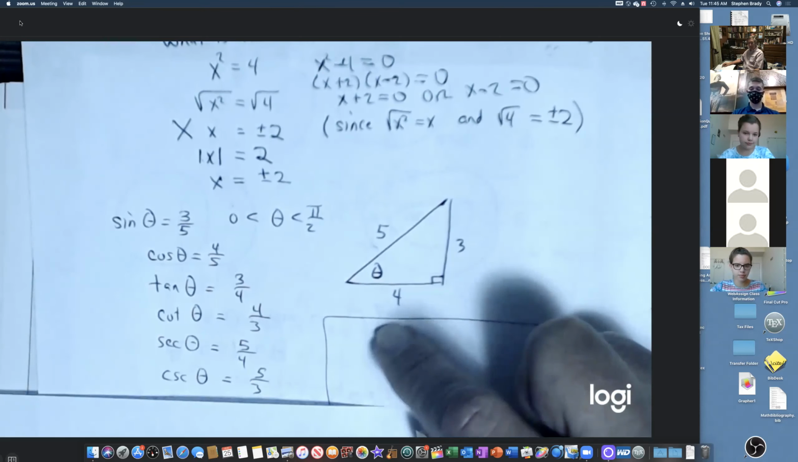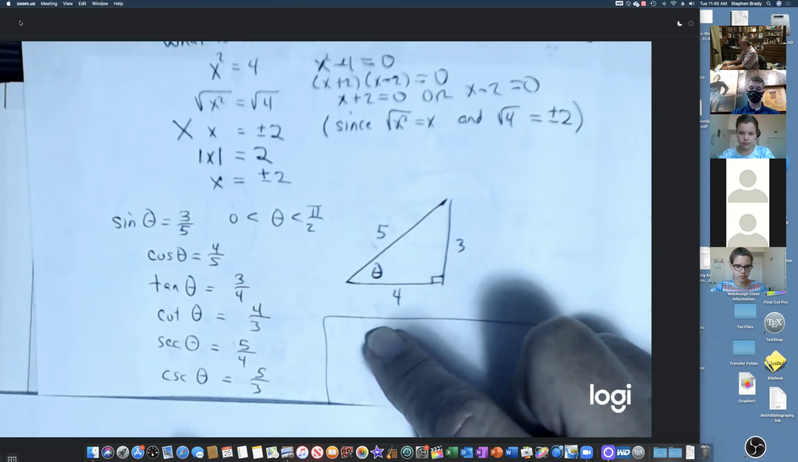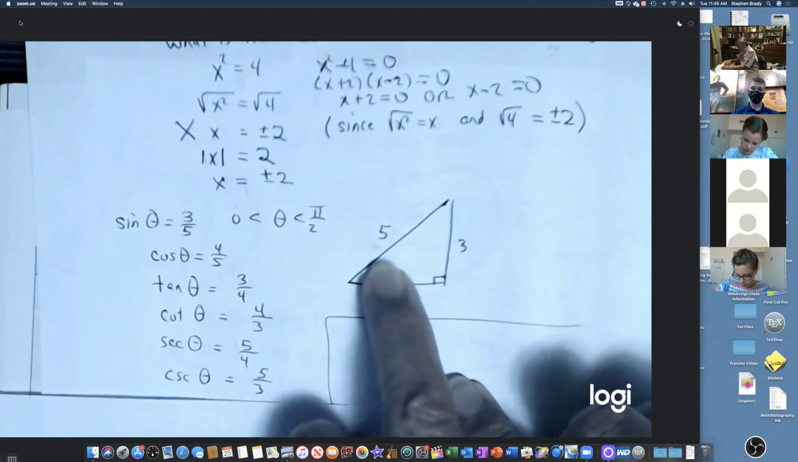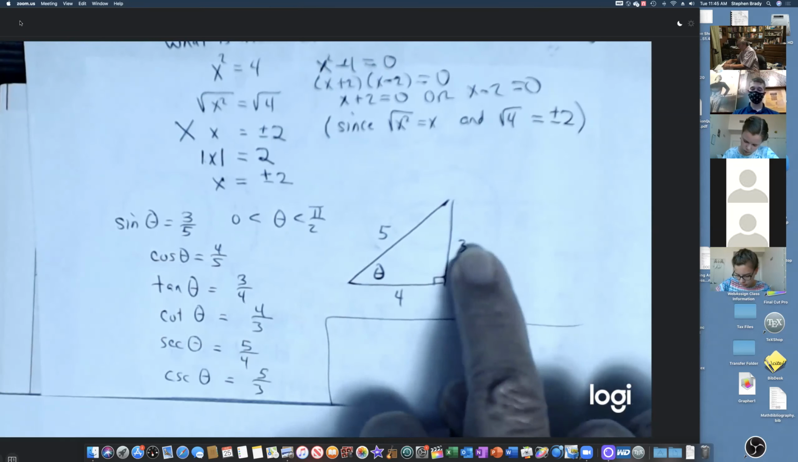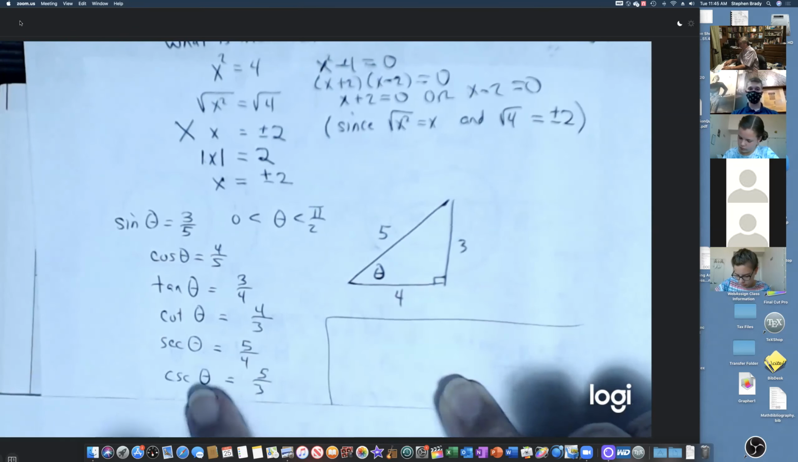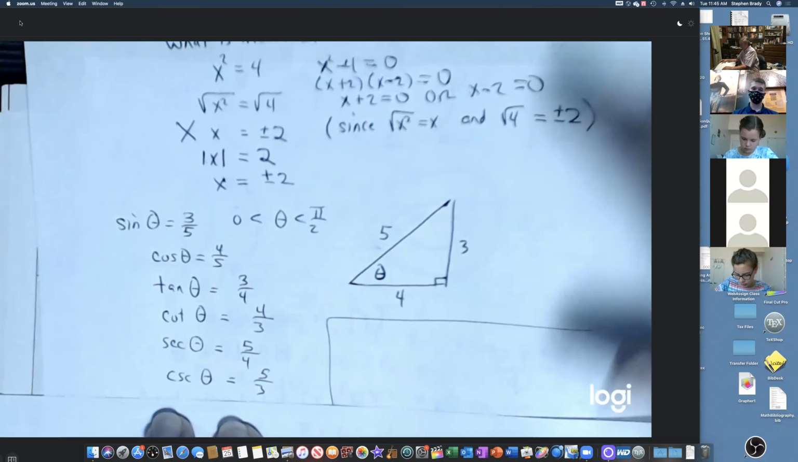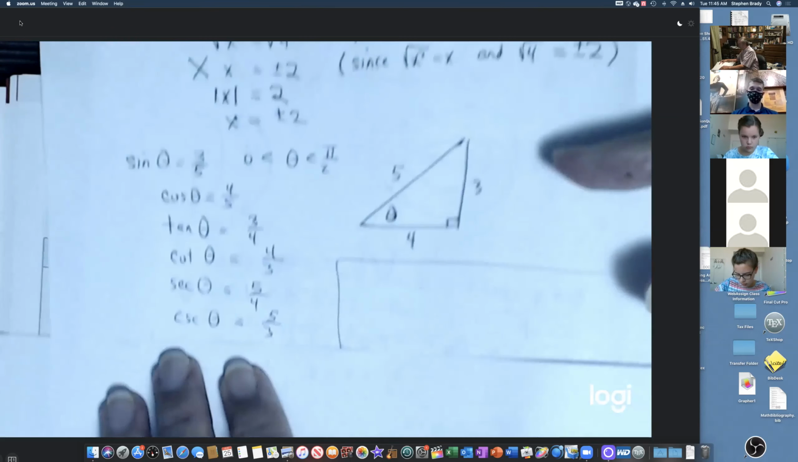I'm assuming you know the other definitions. The cosine of an angle is the adjacent side, that's the 4 side, over the hypotenuse. The tangent is the opposite over the adjacent, and so on. I'm assuming you can do this problem. You are supposed to be able to do everything in the appendix. It's one of the problems there.